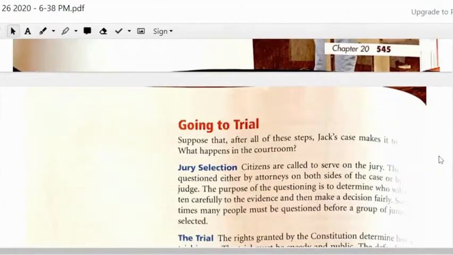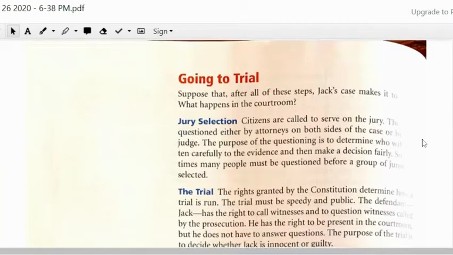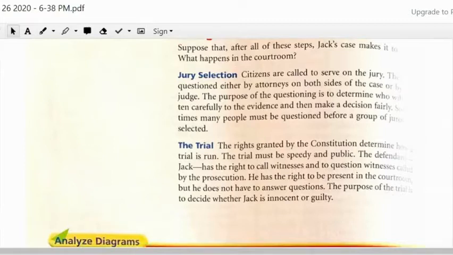Going to trial. Suppose that after all these steps, Jack's case makes it to court. What happens in the courtroom? Jury selection. Citizens are called to serve on the jury. They are questioned either by attorneys on both sides of the case or by the judge. The purpose of the questioning is to determine who will consider the evidence carefully and then make a fair decision. Sometimes many people must be asked questions before a group of jurors is selected.